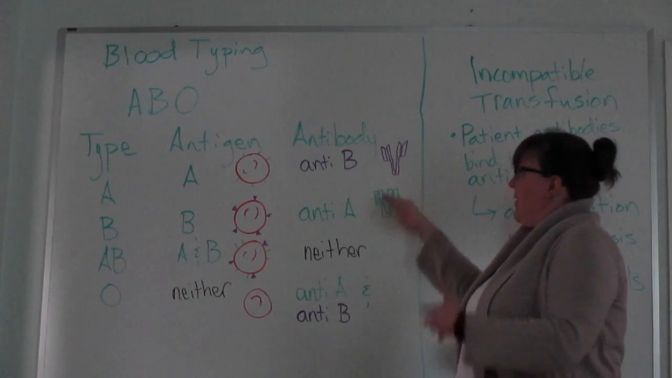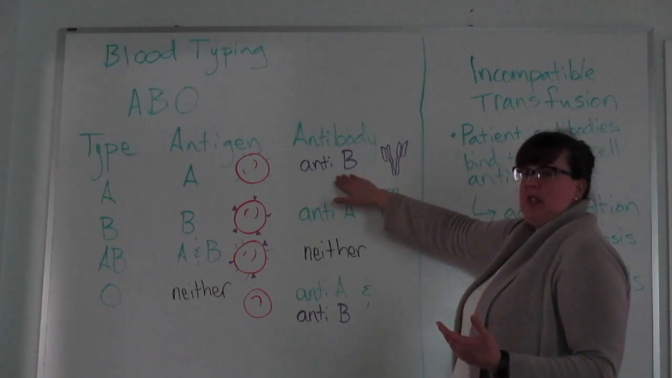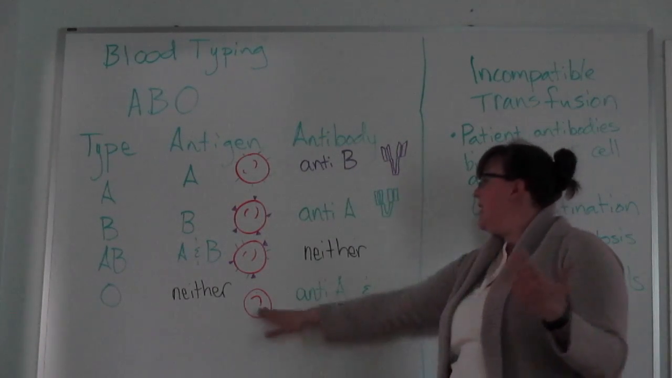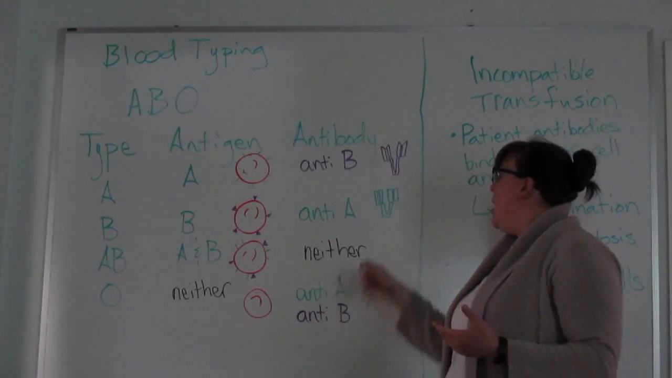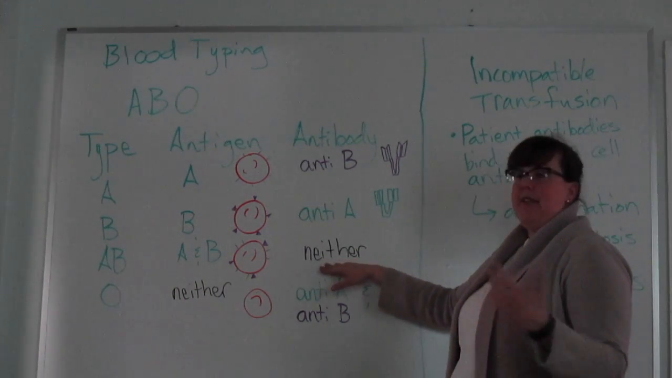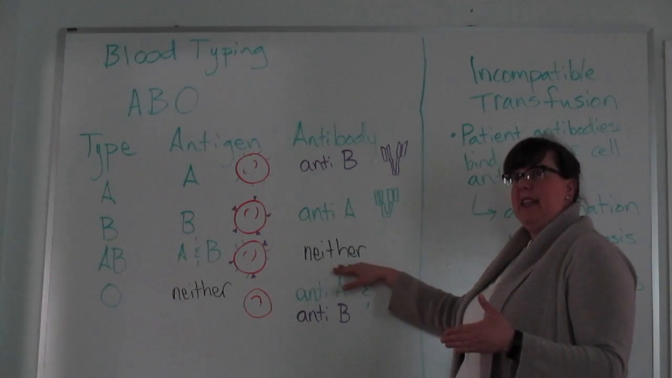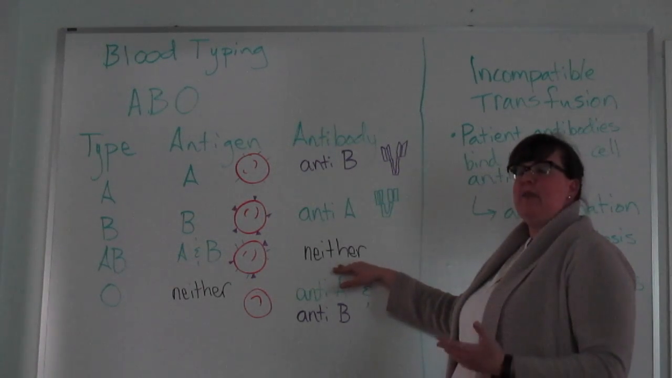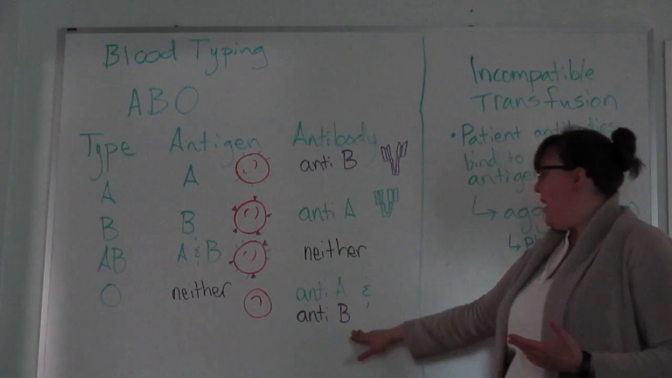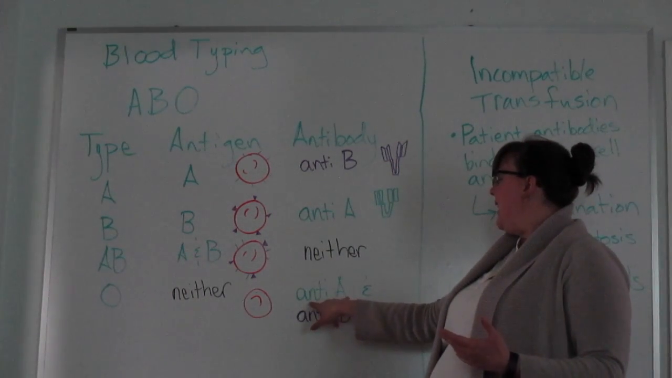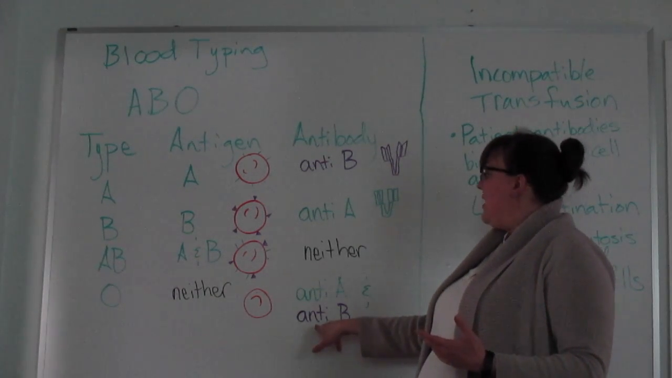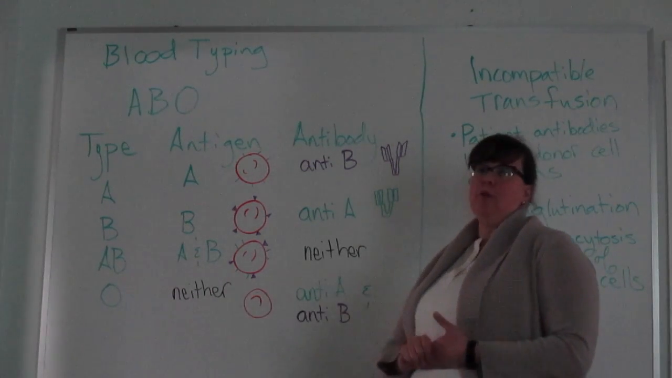And so you can kind of think about the pattern. So this person can receive type A blood, which is the same as their blood type, but they can also receive type O. A person with type AB blood, because they don't have anti-A or anti-B antibodies, can receive any type of blood. However, a person with type O blood, because they have anti-A and anti-B antibodies, can only receive type O blood.